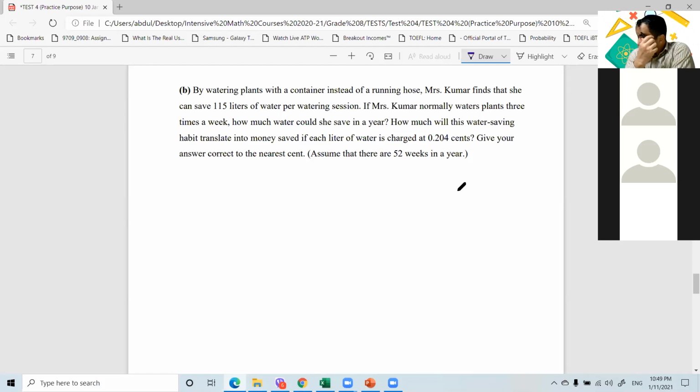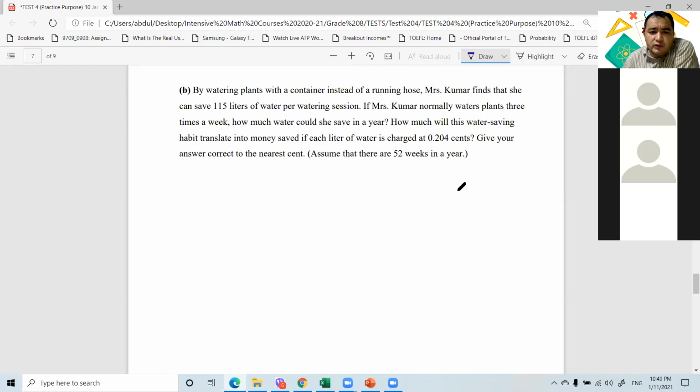So I think the question is a little bit clear. We are talking about watering plants in 2 different methods, right? 2 different ways. Number one is using a container, just spraying water to the plants. And the second one is using a hose.